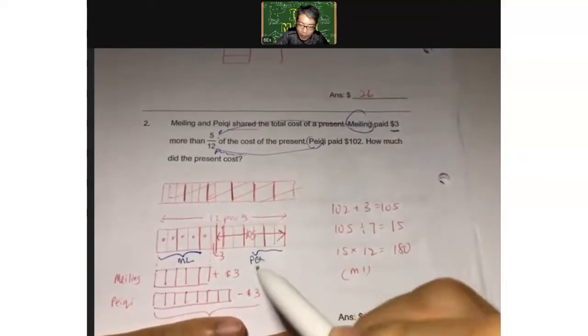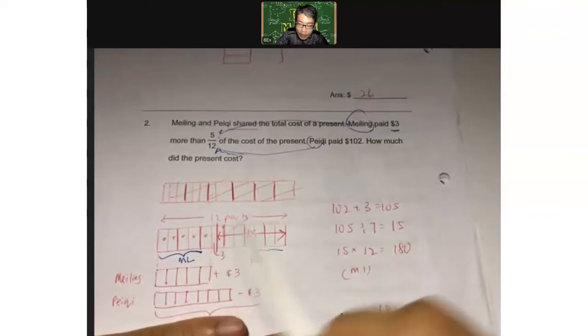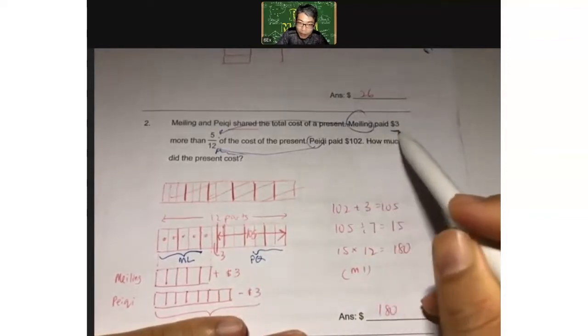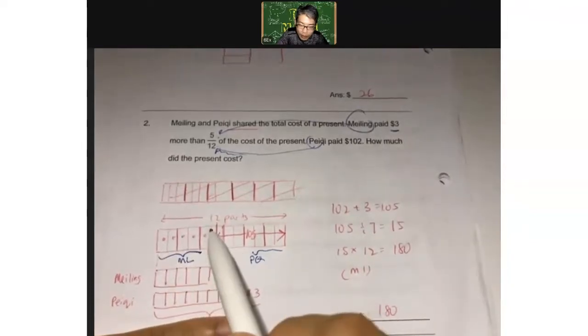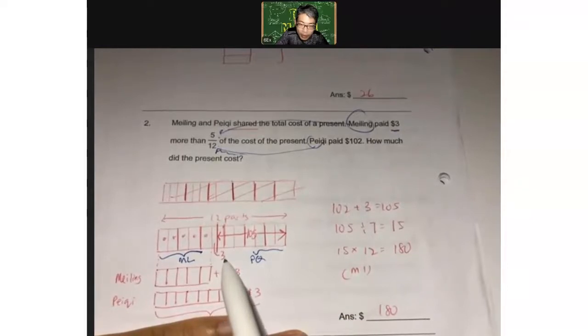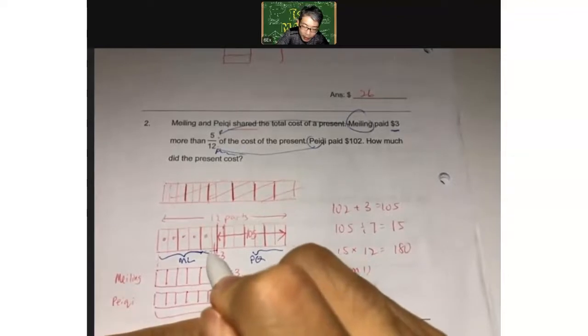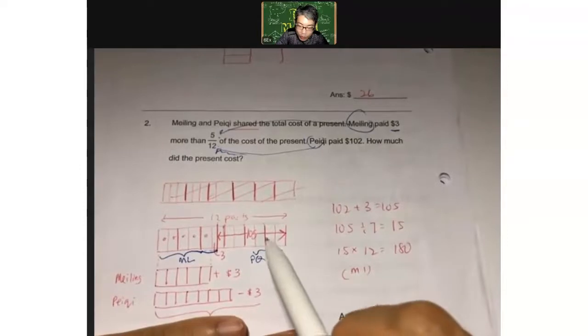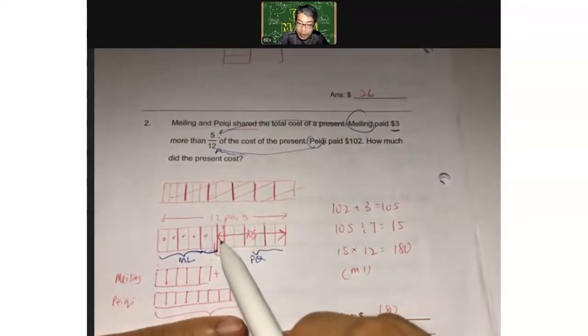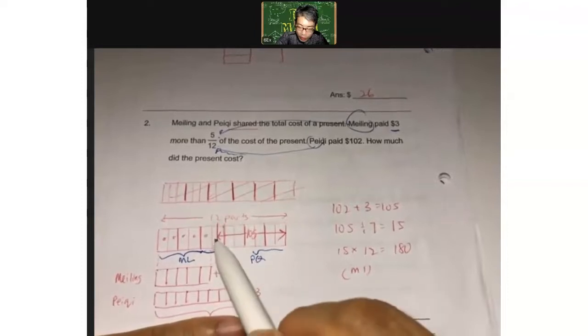Now notice I didn't complete the bracket because I need to fill in this part. Mei Ling paid $3 more than 5/12. This is 1, 2, 3, 4, 5, and this little part here is the $3 more. So up to here is what Mei Ling paid. And Pei Qi paid, of course, 7 parts, 1, 2, 3, 4, 5, 6, 7. But not exactly 7, right? Because in this 7 parts, the $3 here is paid by Mei Ling. So the remaining part here, I'm not sure how many dollars, will be paid by Pei Qi.